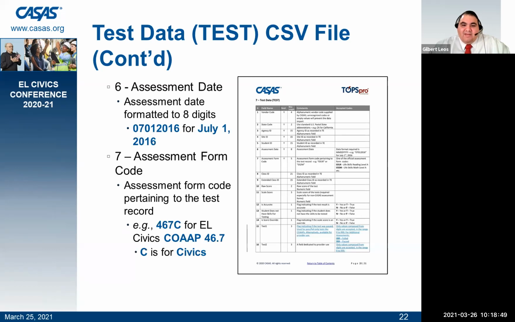Field number 6 is the assessment date. This date is formatted into 8 digits. So for example, July 1st, 2016 would be written 07/01/2016. Now, as you notice, there is a preceding 0. One of the things that will happen when you look at the CSV file inside of Excel is that you will see that preceding 0 disappear.